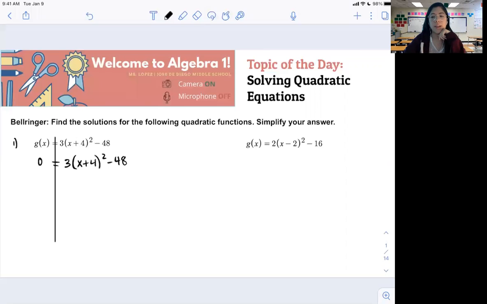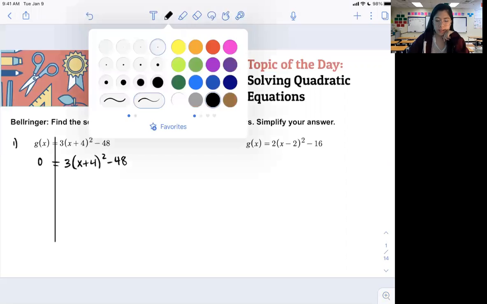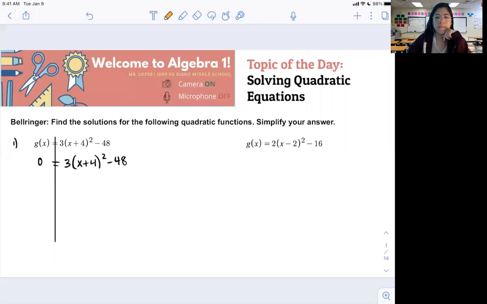Cool. Next, we're going to move the k. Which one's the k? Beautiful, the 48, the negative 48. So in order to move it, what do I do? Raymond's got it. We're going to add it. It's the opposite of subtracting. We're going to add 48. That's going to cancel it out. 0 plus 48 gives me 48.